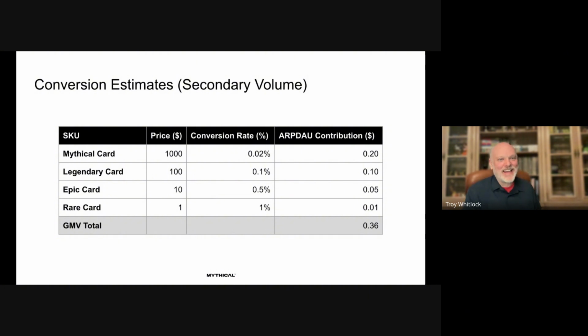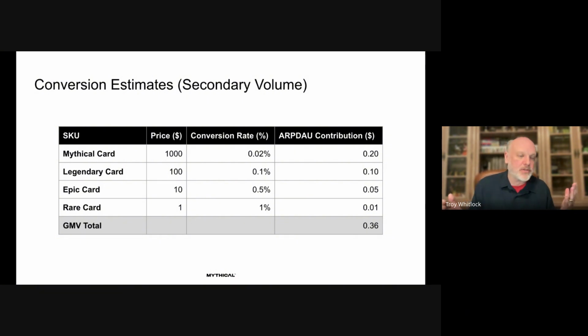So yeah, it is sad. It is sadness. And then similarly for secondary volume, so that was just primary SKUs, IAP SKUs in the App Store, but maybe your game has a marketplace where players can buy different SKUs from each other. So in that case, you can do a similar conversion estimate.